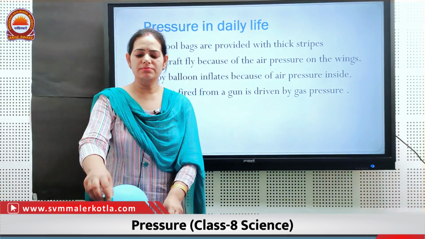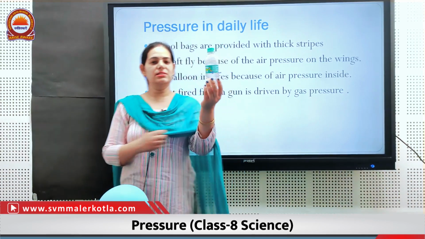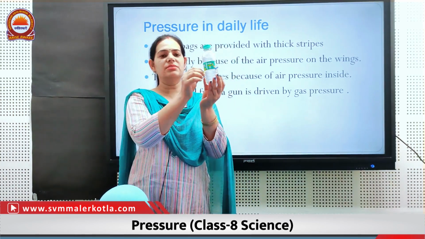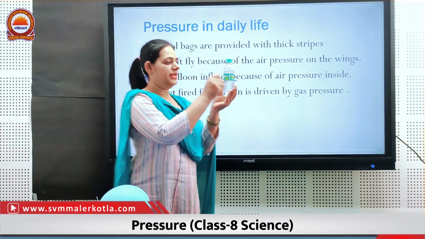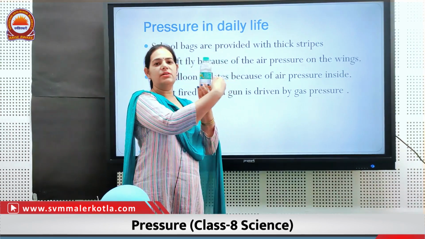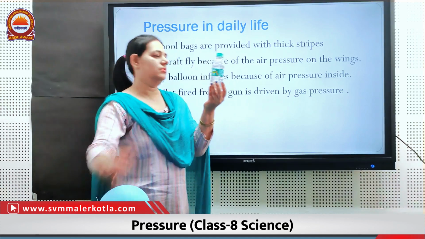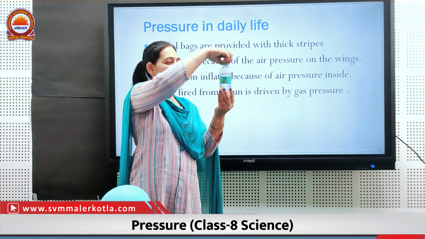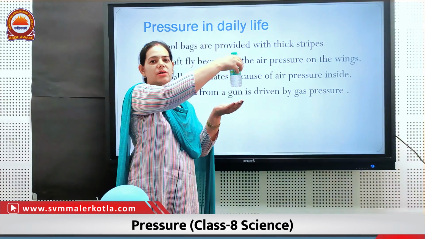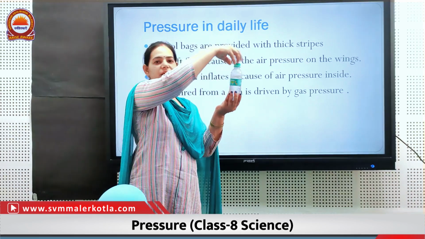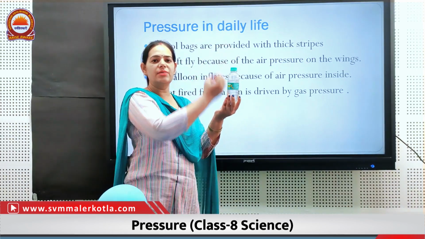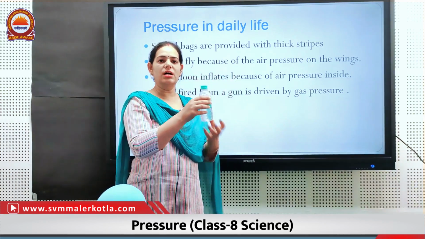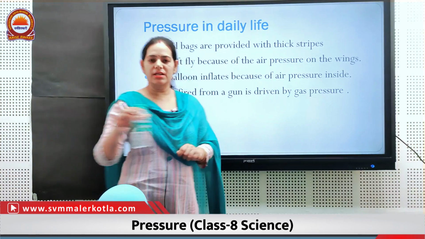One more example of the pressure is this: see, there is a bottle in my hand filled with water. I insert 3 pins in that. When I take out the pins, you can see water will not come out, because air is exerting pressure inside. Now when I am loosening the cap, the water comes out, because now air has entered inside and it is exerting pressure on the container. So the water coming out is all because of the air pressure.